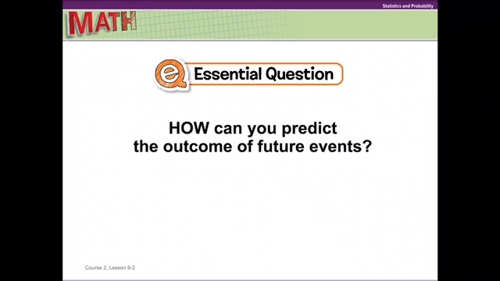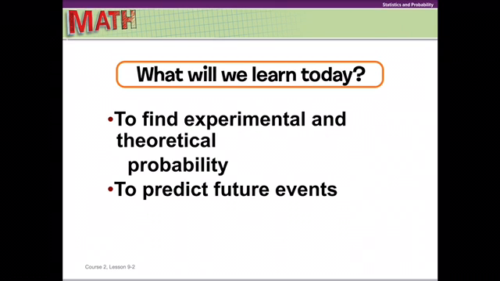Okay, so this podcast is on Chapter 9, Lesson 2. And the essential question that we are answering for this chapter is how can you predict the outcome of future events? So, more specifically, what will we learn today? We are going to find experimental and theoretical probability, and then also to predict future events.